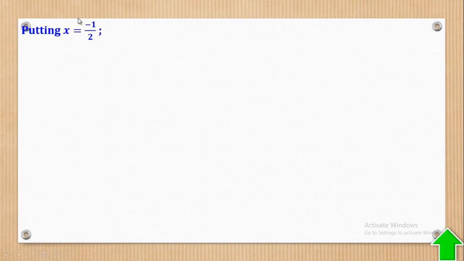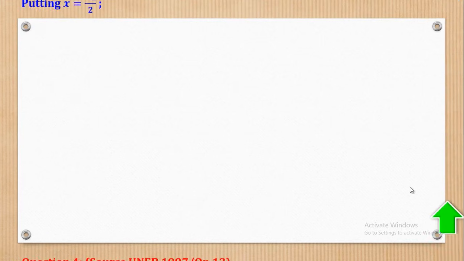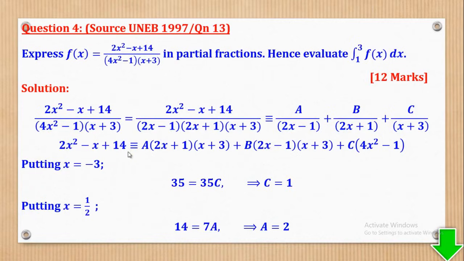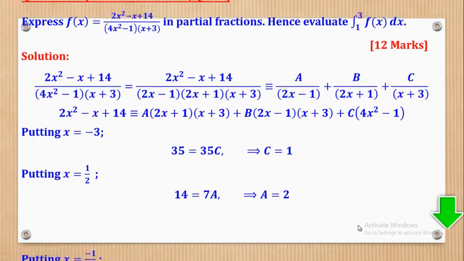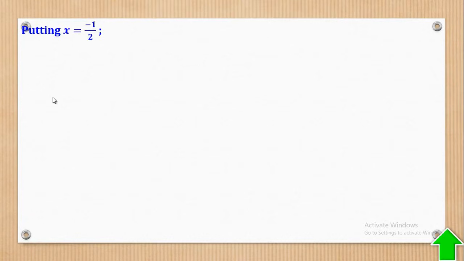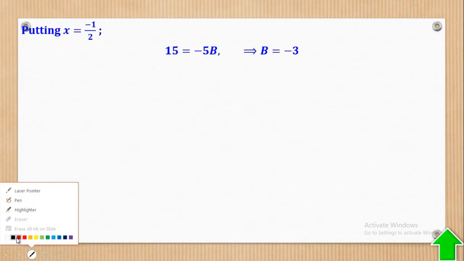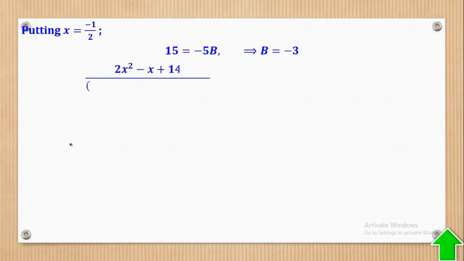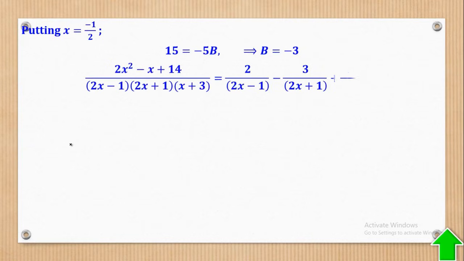What about putting x equal to -1/2? When I put x equal to -1/2, it implies that this is going to cancel and also this is going to cancel, so you'll be able to get the value of b. So now we've got the values of a, b, and c, therefore the partial fraction is that.